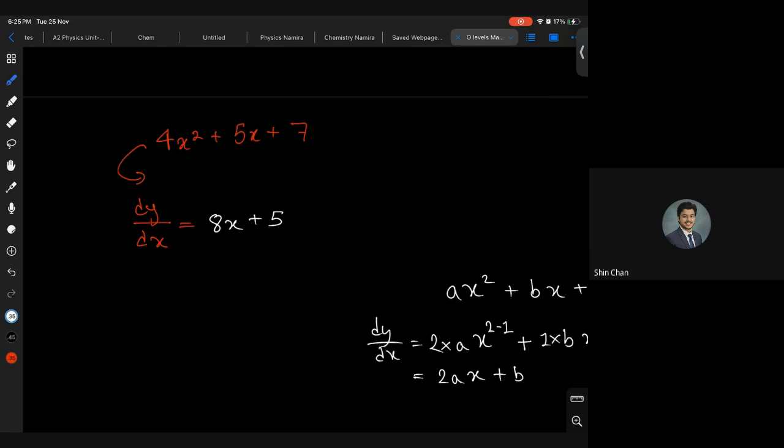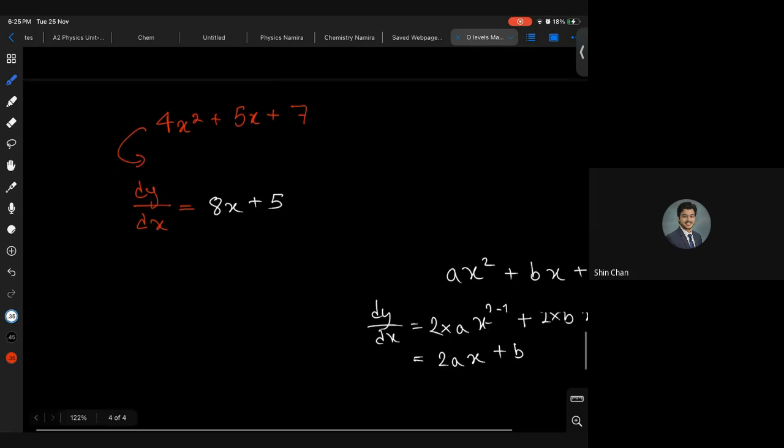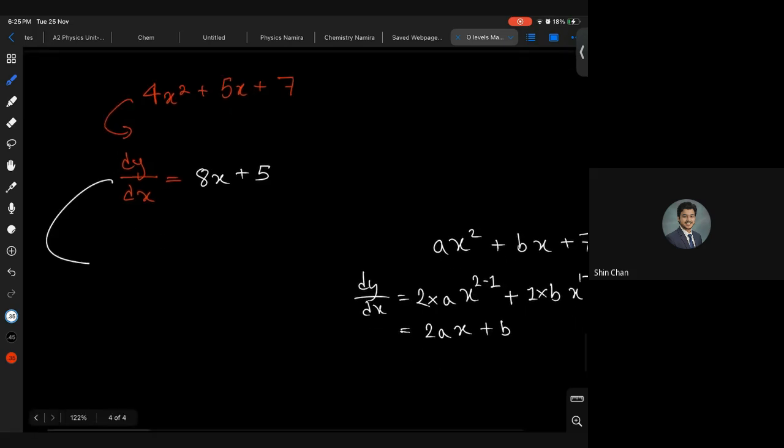Okay. And why do we need that? Why do we need to differentiate? Why do you have to differentiate a quadratic equation? Do you know that? I don't know that. Just write it down somewhere that we need to differentiate because we have to find the gradient of that equation. Yeah, to find the gradient.